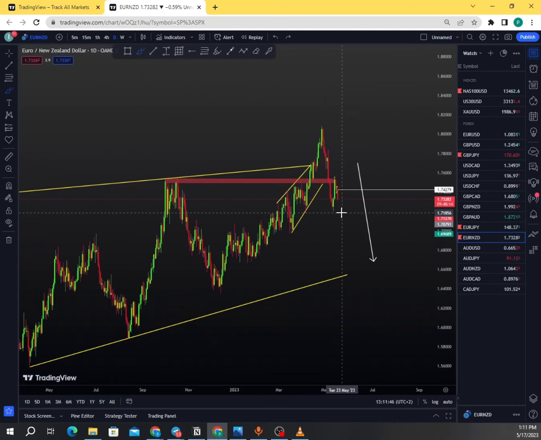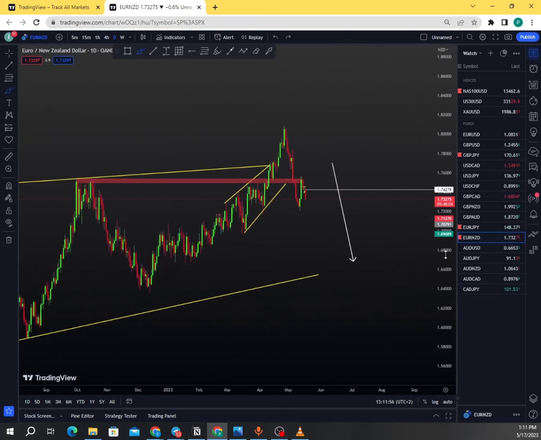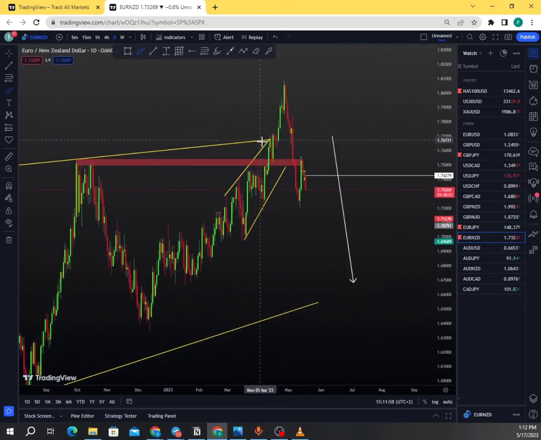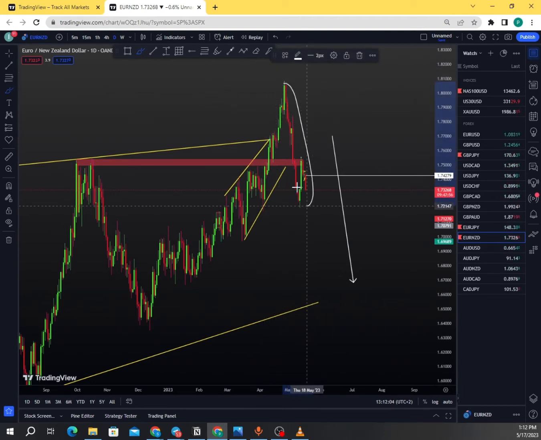What I mean is that you will find price breaking out just outside the structure, and then it is coming back inside the structure. So this is what happened here. Price broke out of the structure, and then after that it broke back into the structure.